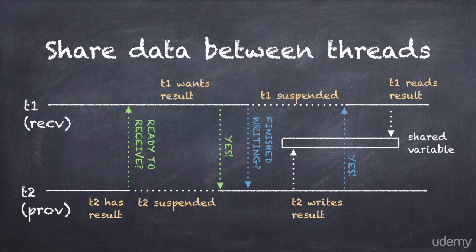In the meantime, the providing thread has already started writing to the shared variable. When it finishes, it calls the set method on the second auto reset event to signal to the receiving thread that the shared variable has been updated and is ready to be read. The receiving thread wakes up, reads the shared variable, and retrieves the data. This design provides a very robust communication channel between two threads that need to exchange data.